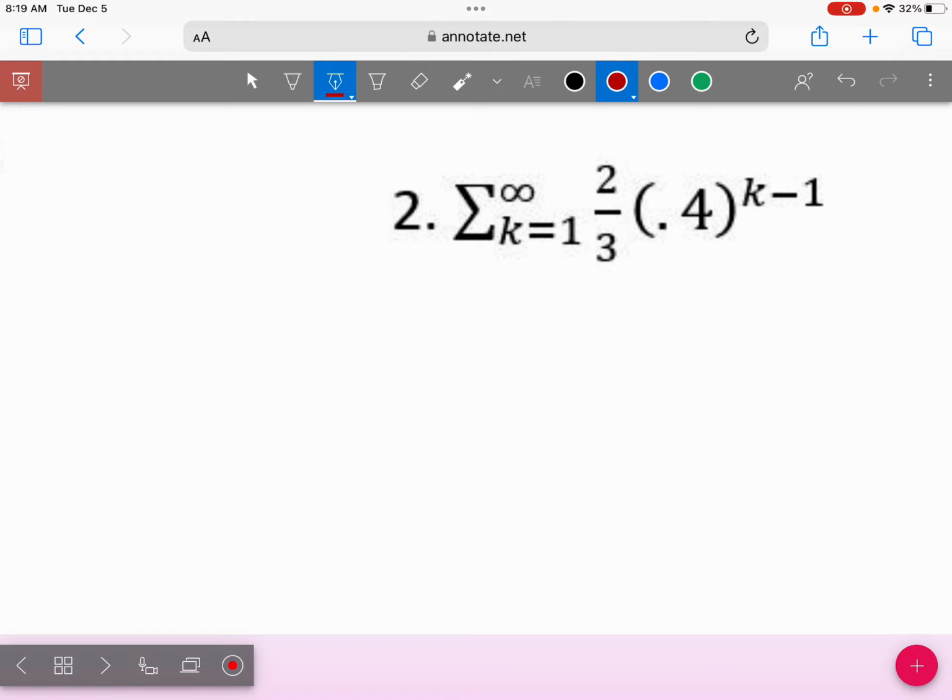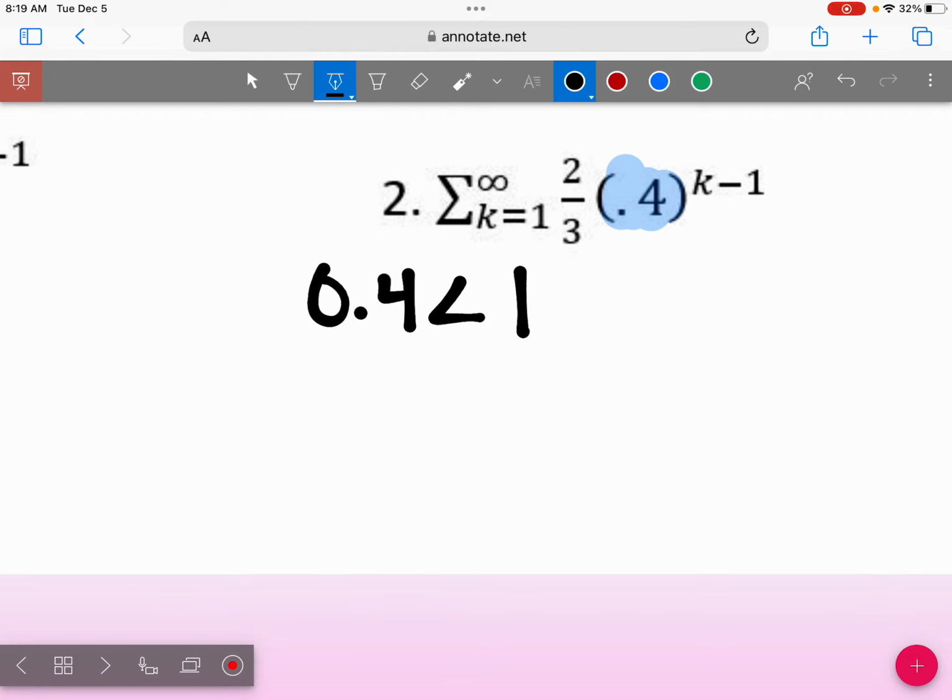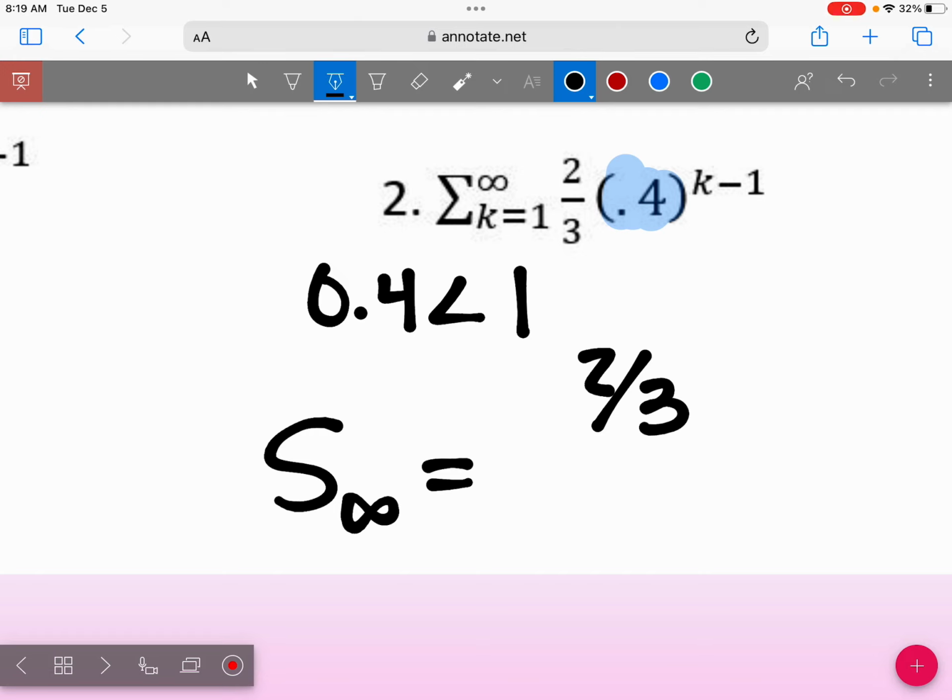All right, so do we have a sum for number 2? Yeah. We do, because my R value, 0.4, is less than 1. So we can find the sum. So the sum of an infinite series is equal to T1, which in this example would be 2/3, divided by 1 minus R. Go ahead and type that in your calculator.